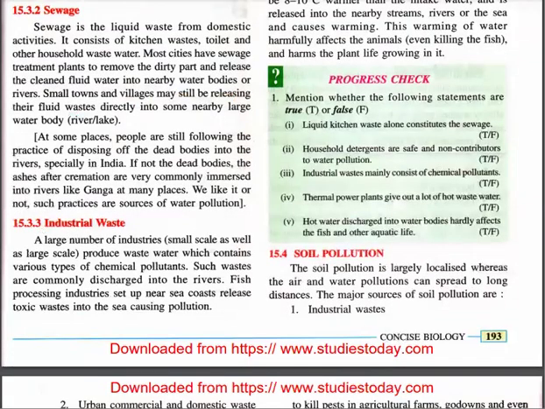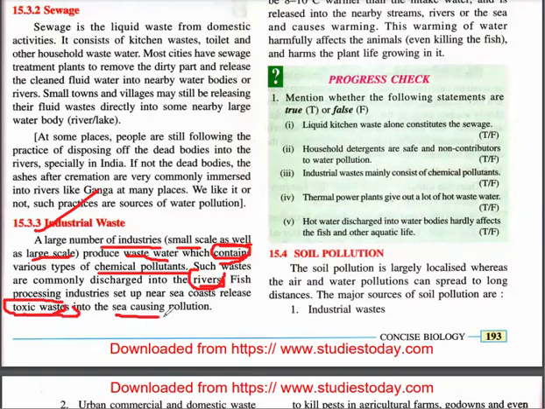Then, industrial waste, guys. What is this industrial waste? A large number of industries, small scale as well as large scale, produce wastewater which contains various types of chemical pollutants. Such waste is commonly discharged into the rivers. Fish processing industries set up near the sea coast release toxic wastes into the sea, causing pollution.